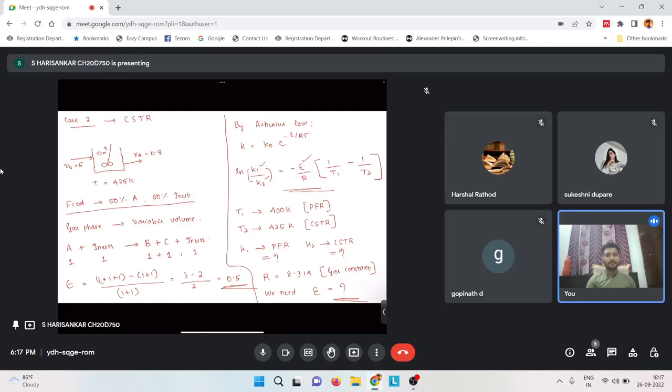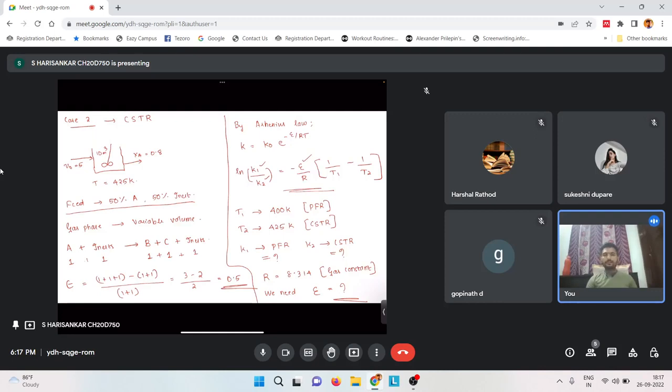And total moles initially fed will be A plus inerts, so that will be 1 plus 1, which is 2. So epsilon here will become (3 minus 2) by 2, and that will be 0.5. Okay, so these are the two different values of epsilon: one is the value for PFR and the other is for CSTR. Now we can proceed to find the rate constants.